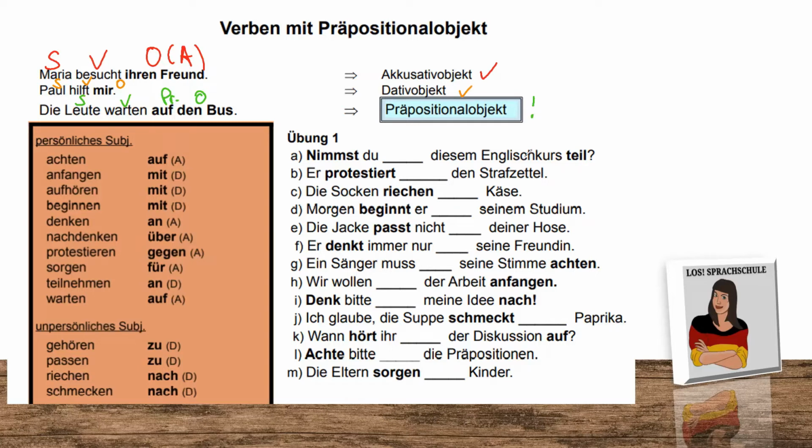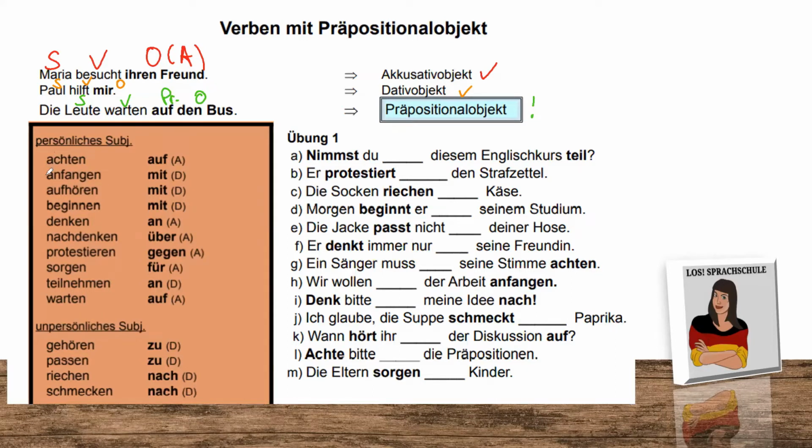Now you think, okay, that's easy. I just have to remember that the preposition auf is accusative. It's not the big deal. And you're right, it's not too complicated. But you have to always keep in mind that different verbs have different prepositions and therefore can change their object. I want to give you an example.